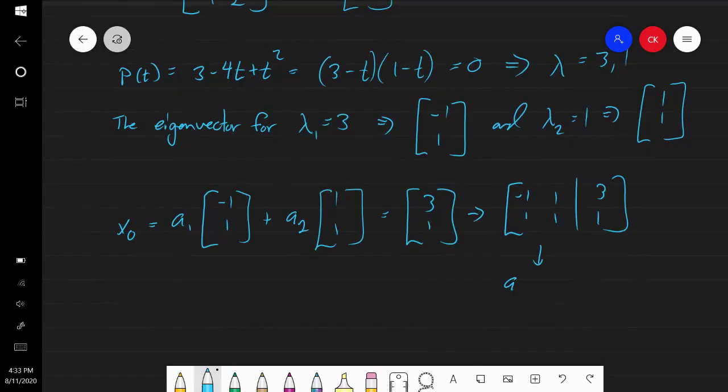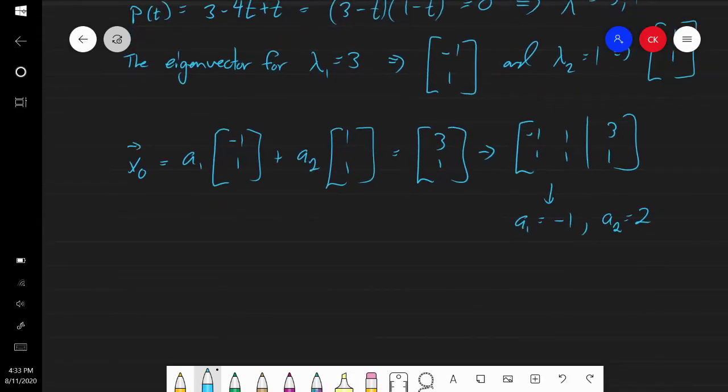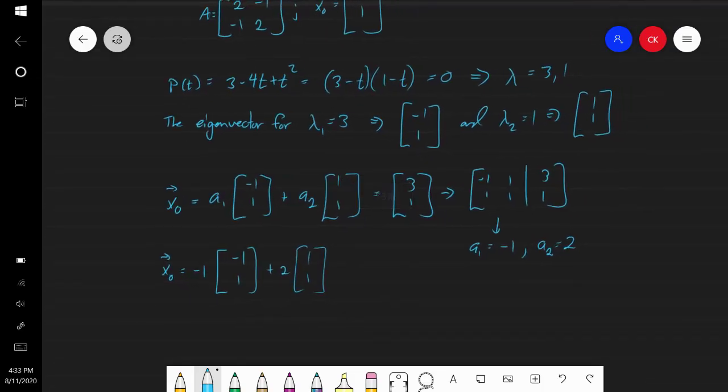This will tell us that a1 is going to be equal to -1, and a2 is going to be equal to 2. So that means that x0 is equal to -1 times (-1, 1) plus 2 times (1, 1), and we could verify that that's in fact correct. So now we can set up the rest of our equation here.